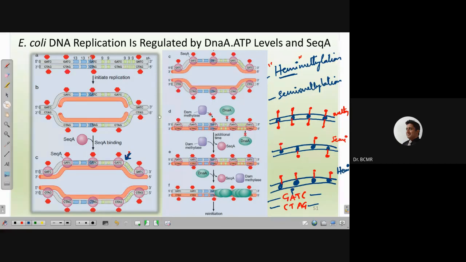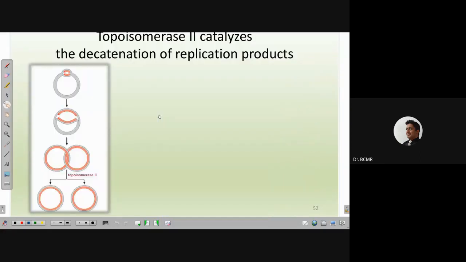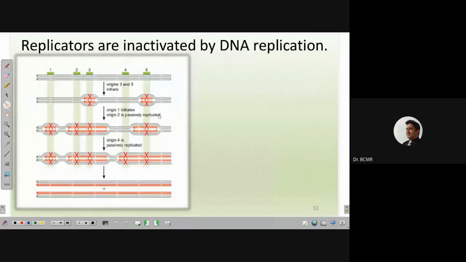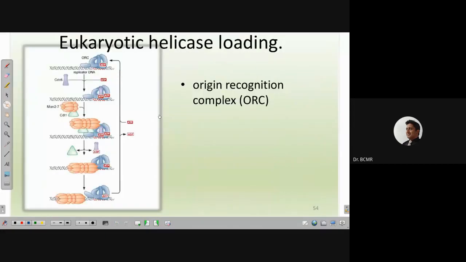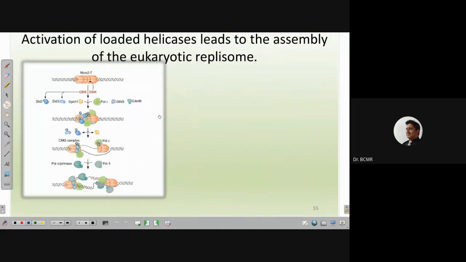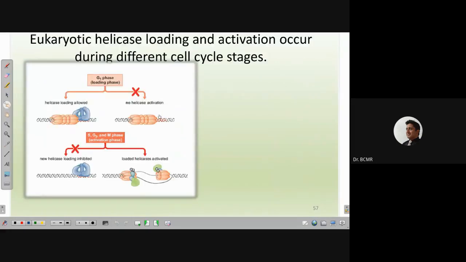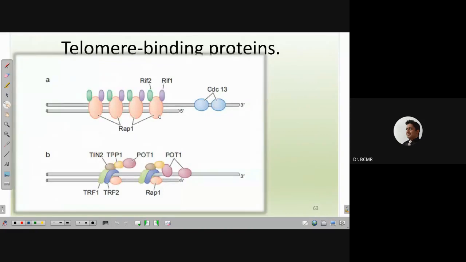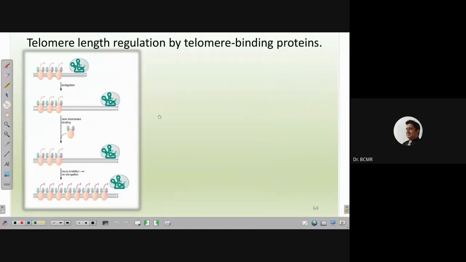In today's class, we wanted to discuss eukaryotic regulation of replication. We will have a look at it in the next class. Today, my focus will be on telomerases and the end replication problem.